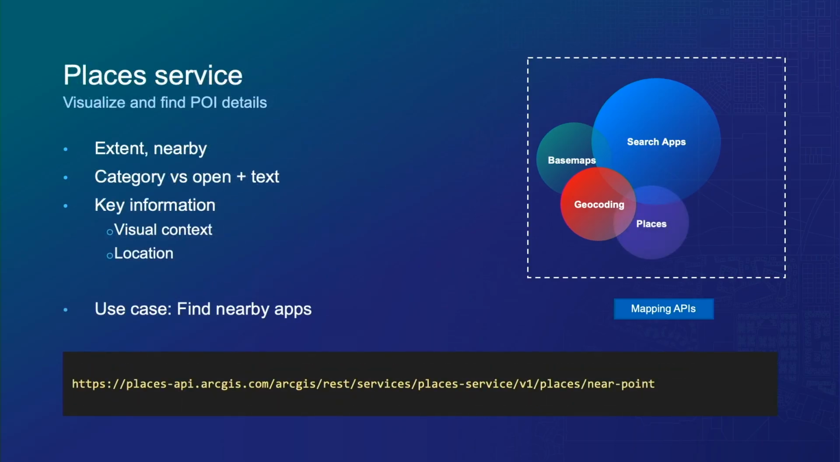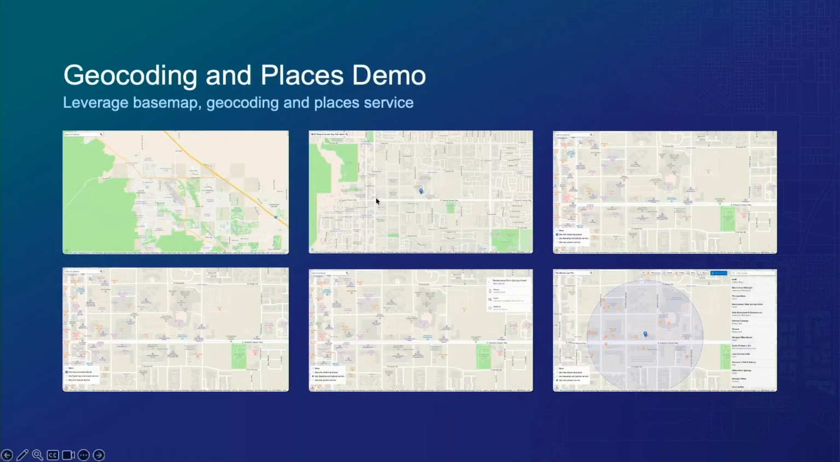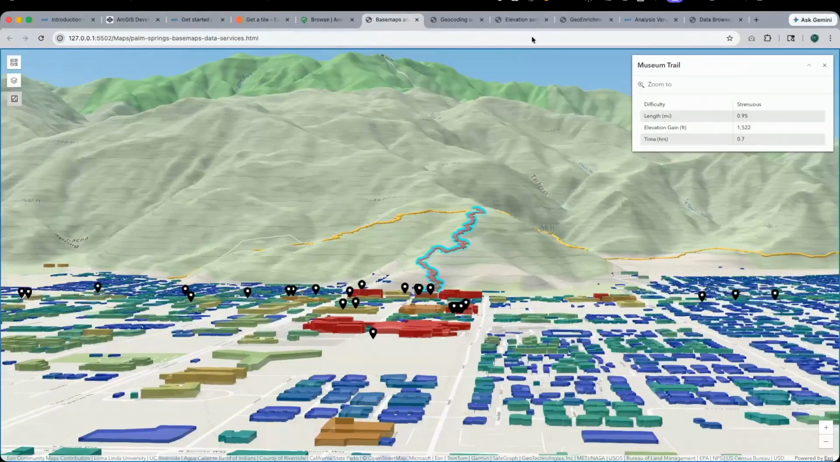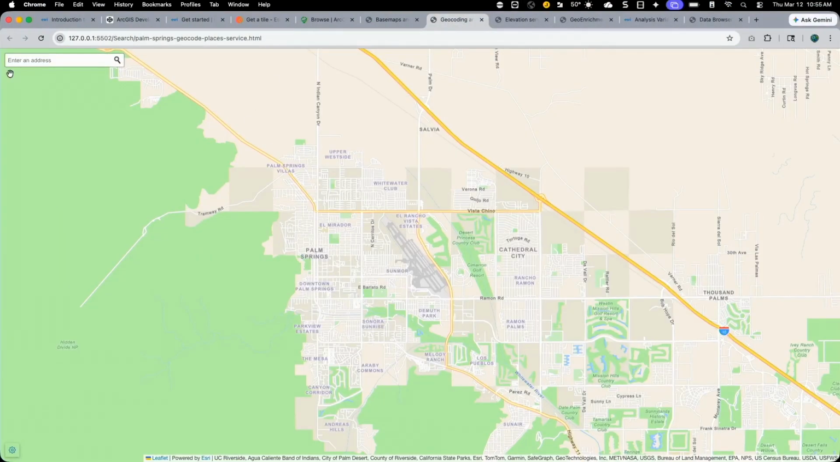But something that often complements geocoding is places. So we have a places service that's hosted on Esri. It's a location service. You can access it if you have an ArcGIS location platform account, and very easily. And it allows you to visualize and find POI data. So you can search by extent or nearby. You can pick a category, do an open kind of search, like I'm looking for all sushi restaurants downtown as an example. So those are different things that you can do. So let's take a look at an application that exemplifies that, and we'll start here.